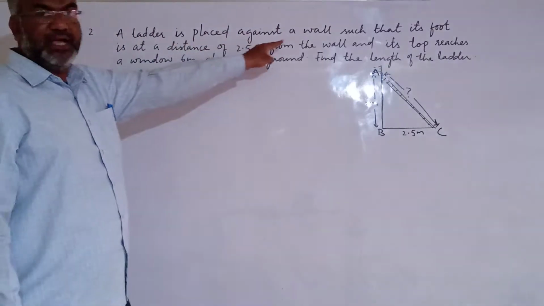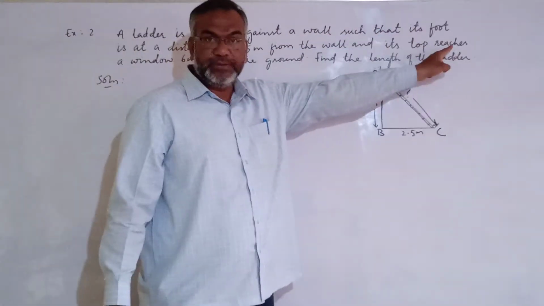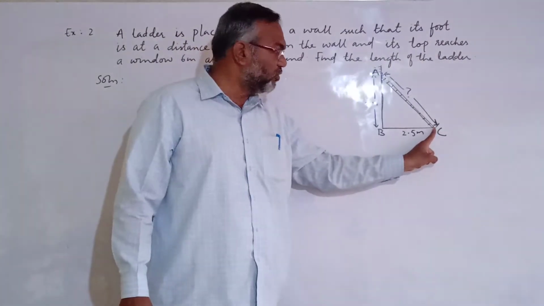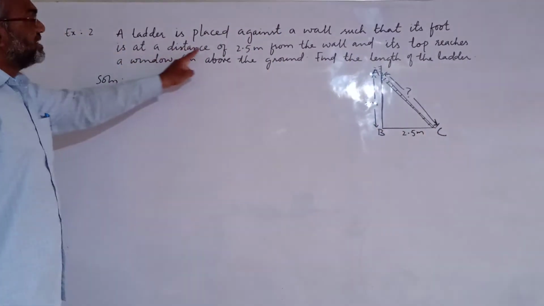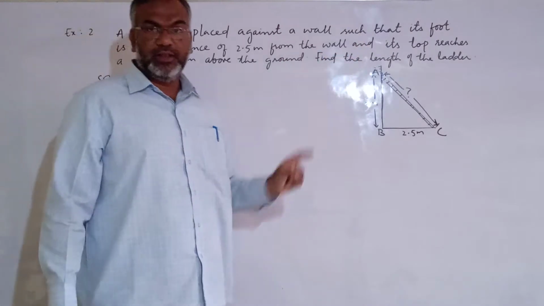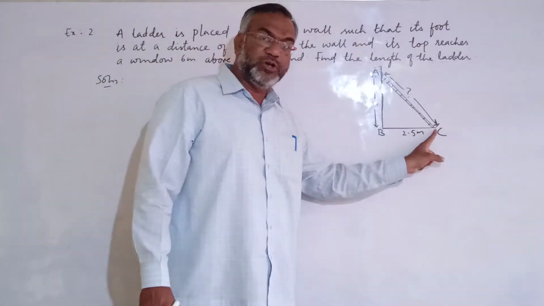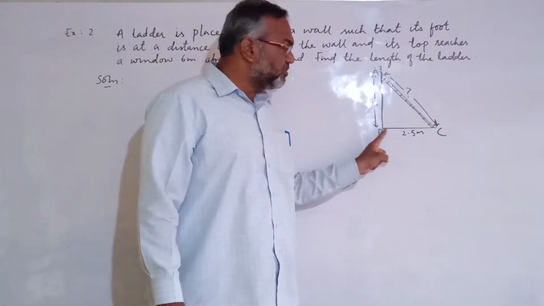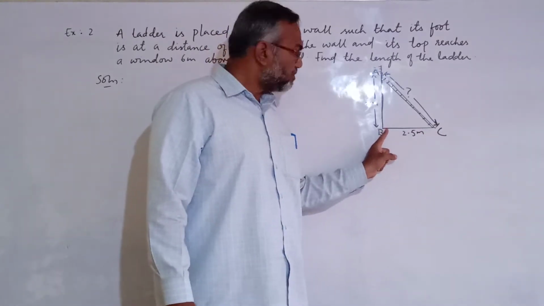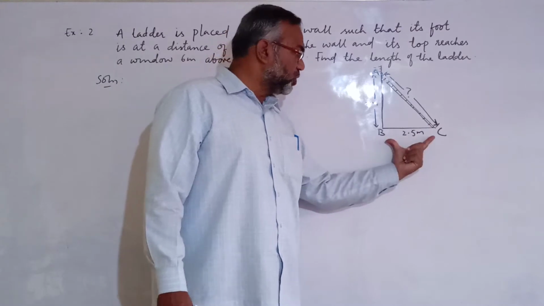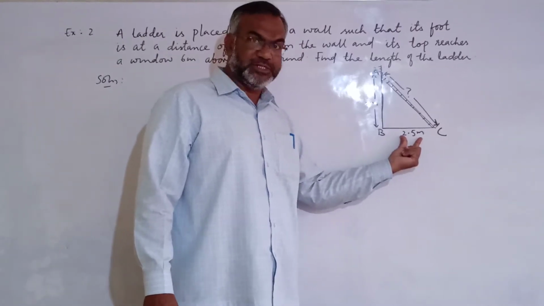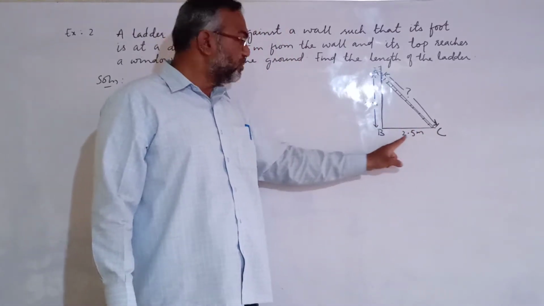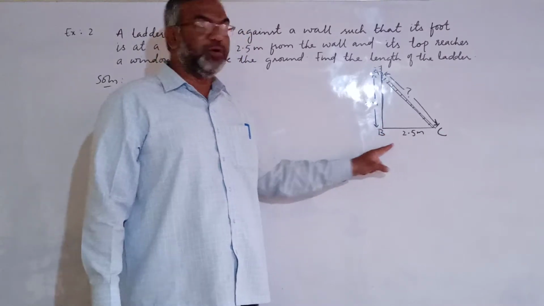A ladder is placed against a wall such that the ladder's foot, its lowest part, is at a distance of 2.5 meters from the wall. So the foot of the ladder is 2.5 meters away from the wall. Here is the wall and the foot is 2.5 meters away. So BC is 2.5 meters. This is clear from the question.